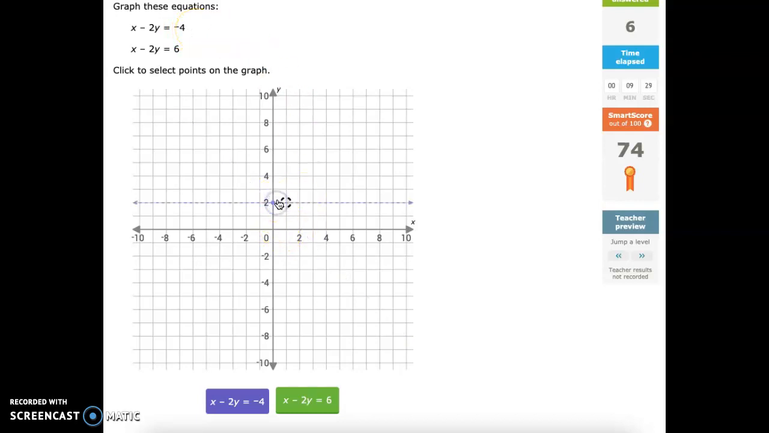So 2, 1/2, up 1 over 2. How can I check this? Let's see. 0, 2 is the point here. If I plug it in, 0 minus 2 times 2 equals negative 4. Negative 2 times 2 is negative 4. Negative 4 equals negative 4. That's good. Here I have 2, 3. If I plug that in, I have 2 minus 2 times 3 equals negative 4. Negative 2 times 3 is negative 6. 2 minus 6 is negative 4.